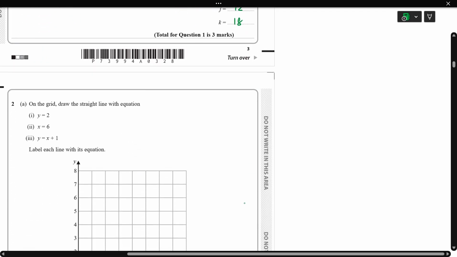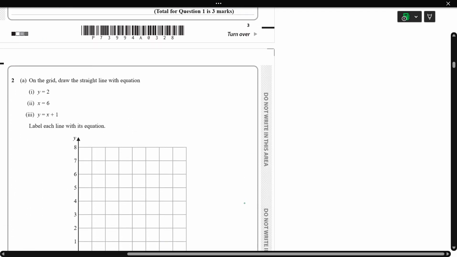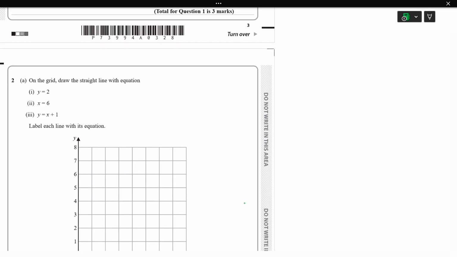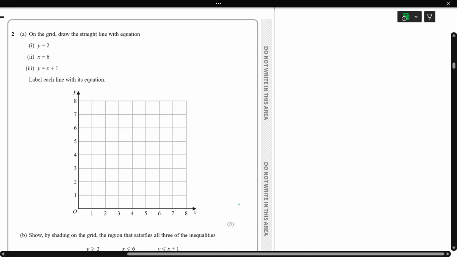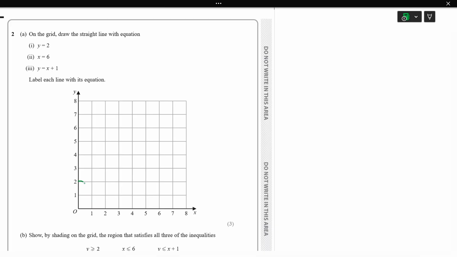Okay, the next question. On the grid, draw the straight lines with the equations y equals 2, x equals 6 and y equals x plus 1. First I'll take y equals 2. Y equals 2 is parallel to the x axis, so this line is y equals 2. Next x equals 6 is parallel to the y axis, which is here. This is x equals 6.